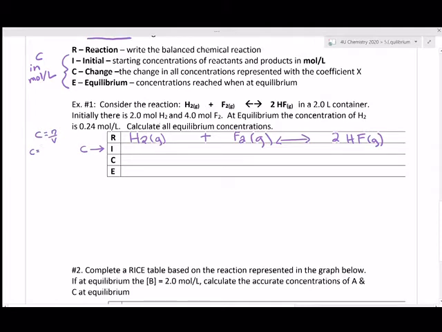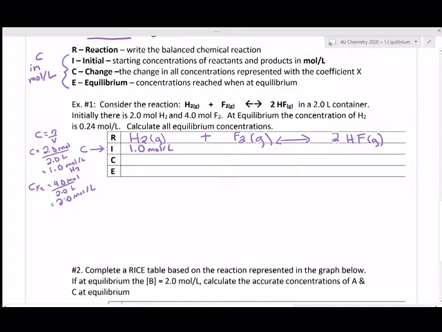So if we're doing hydrogen first, what do we got here? 2 moles of hydrogen divided by a 2-liter container equals 1.0 moles per liter of hydrogen. So that is initially what we're starting off with. Okay. Now if we do the same for fluorine, we've got 4 moles. And again, we're dividing by the 2-liter container, so 2 moles per liter.